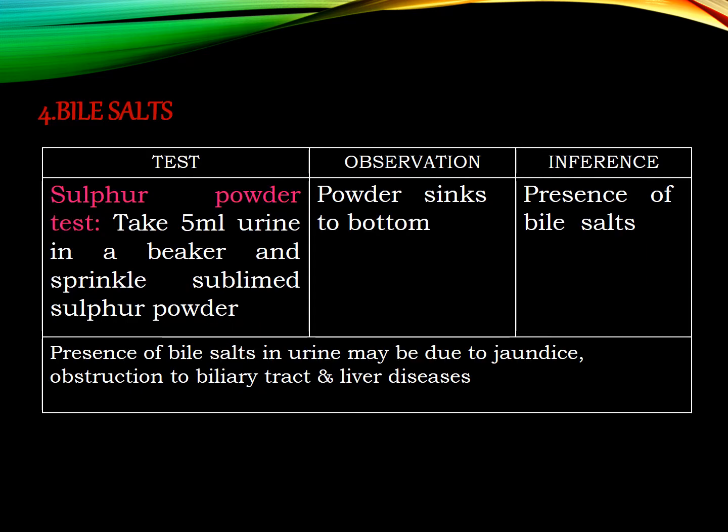The next test is used to determine the presence of bile salts in the urine sample, and the test is known as the sulfur powder test. Take 5 ml of urine in a beaker and sprinkle sublimed sulfur powder, and if the powder sinks to the bottom of the beaker, it indicates the presence of bile salts. The presence of bile salts in urine may be due to jaundice, obstruction to the biliary tract, and liver diseases.